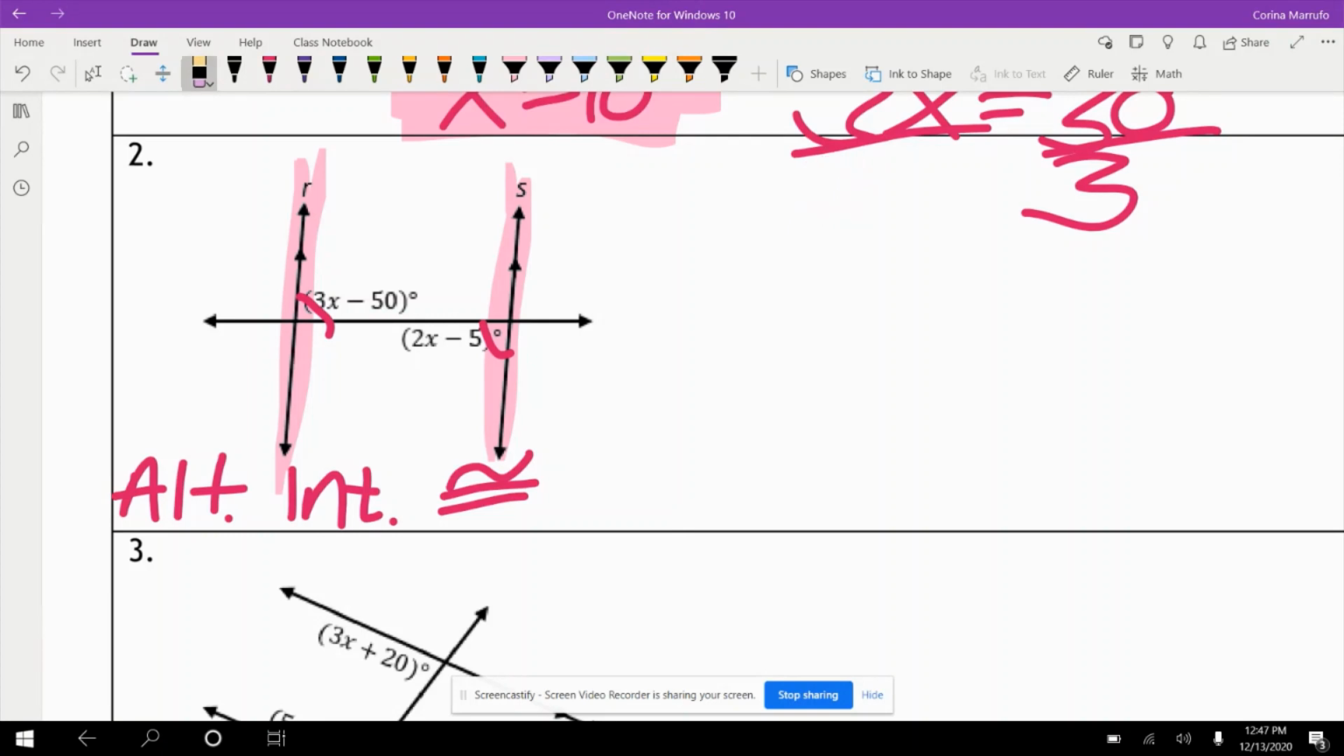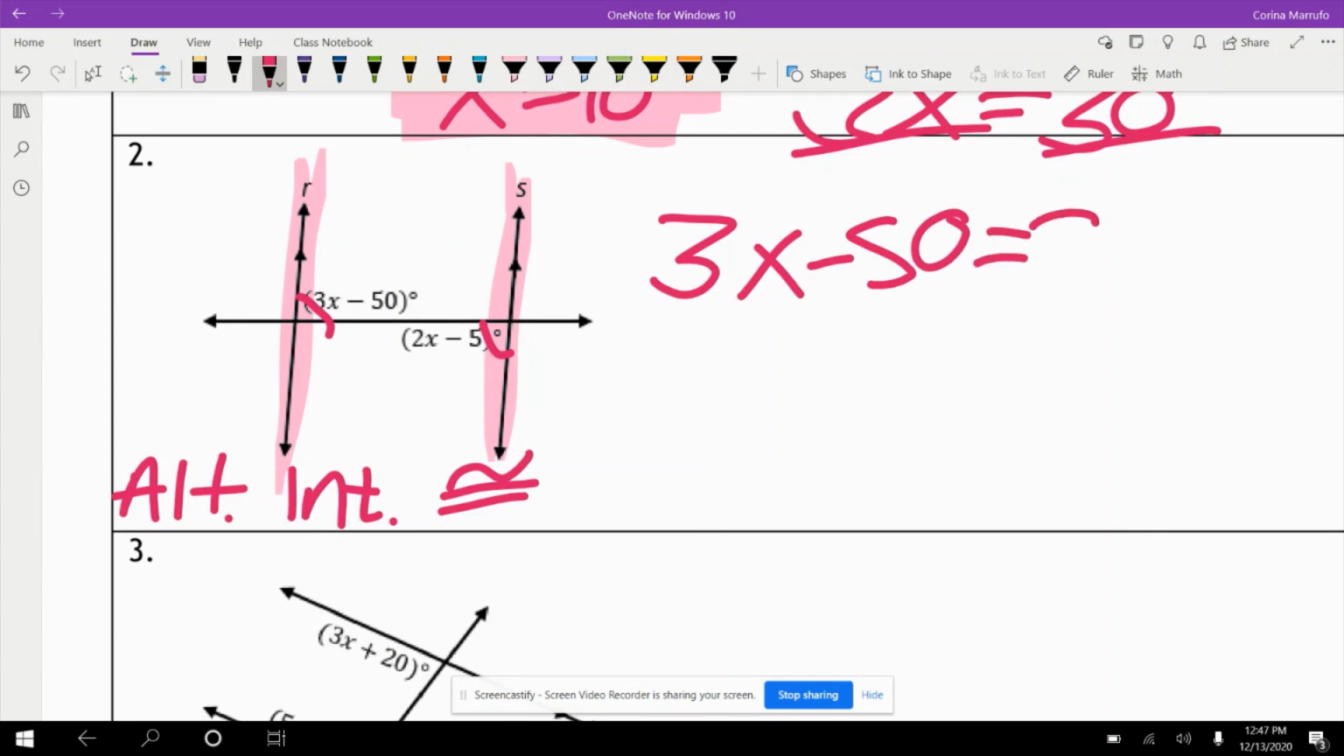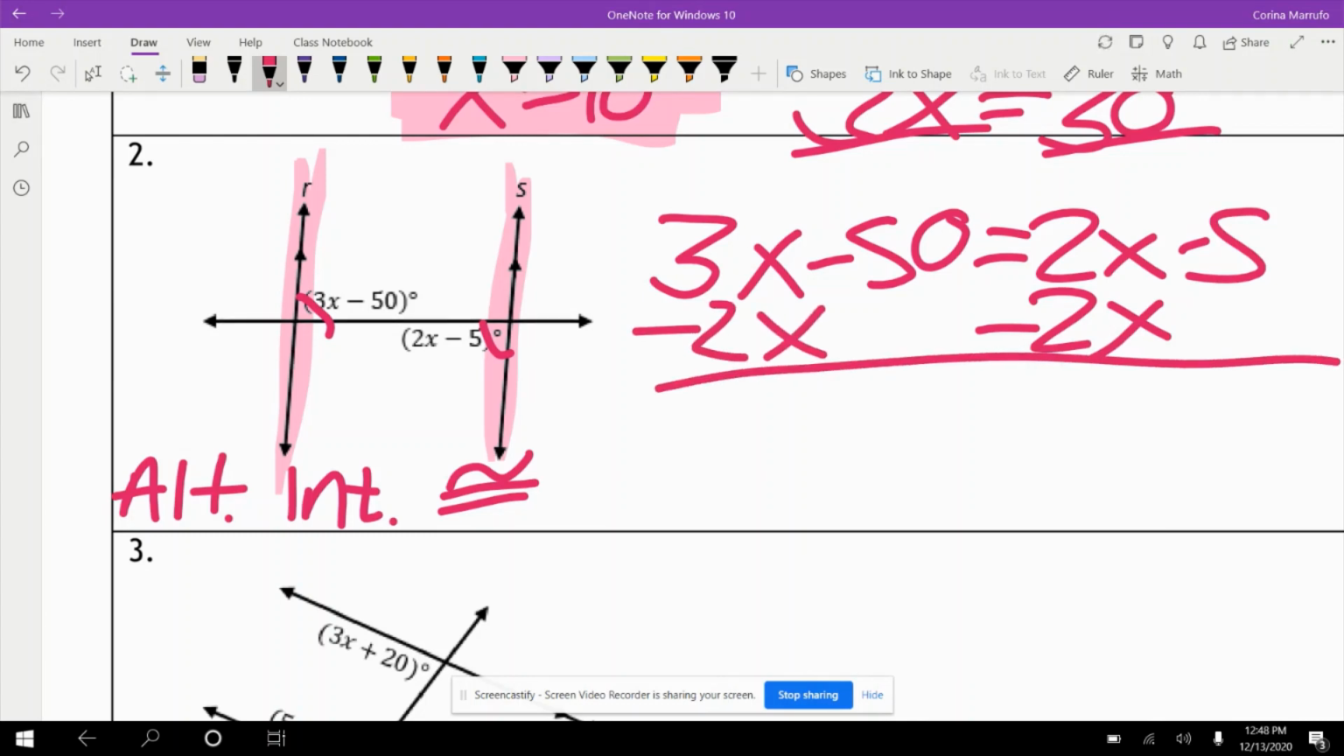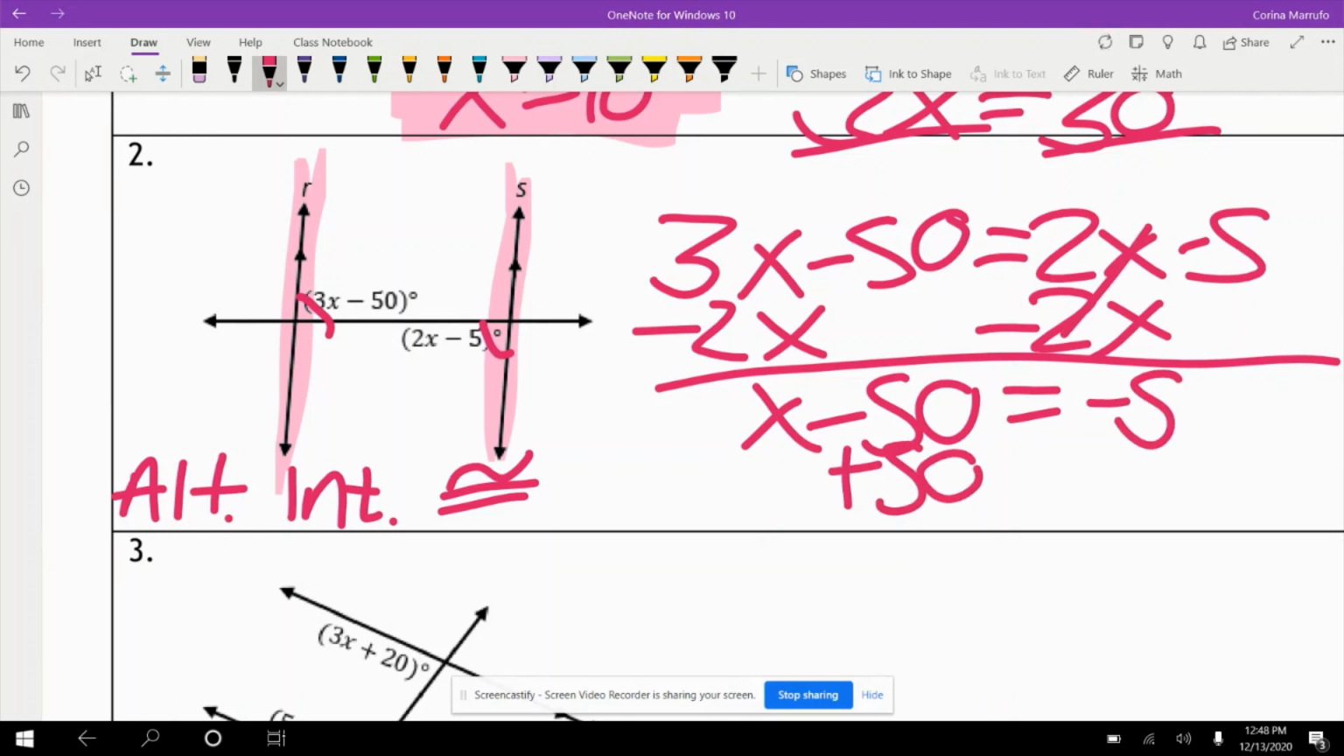So since they're congruent, let me erase this. We're going to set these two equal to each other. So 3x minus 50 equals 2x minus 5. And we start solving for x first by subtracting the 2x. We get x minus 50 equals negative 5. We add the 50, and we get x equals 45 degrees. And that would be our answer.